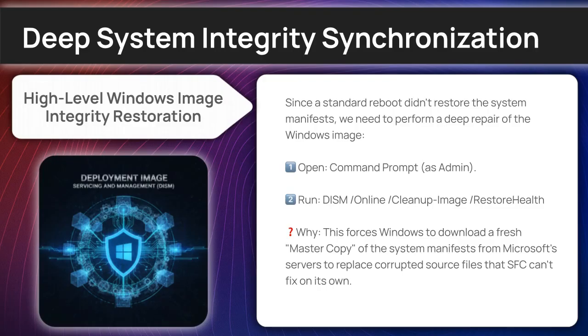Since a standard reboot didn't restore the system manifests, we need to perform a deep repair of the Windows image. First, open Command Prompt as admin. Second, you're going to type dism /online /cleanup-image /restorehealth, then hit enter. Why are we doing this? Well, this forces Windows to download a fresh master copy of the system manifests from Microsoft servers to replace corrupted source files that SFC can't fix on its own.